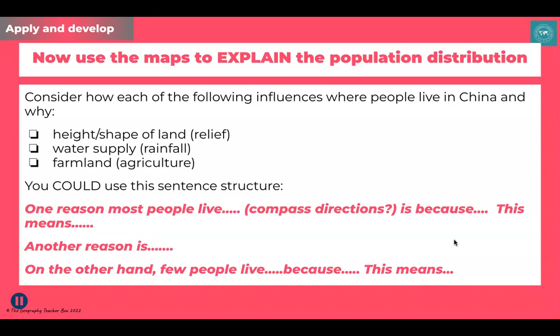Okay, so have a look at your maps to help you do this. I've put some sentence starters on there as well that might help you with your structure. So pause the video now, look at all your maps, look at the grid that you've completed, and see if you can explain why people live in certain areas across China.